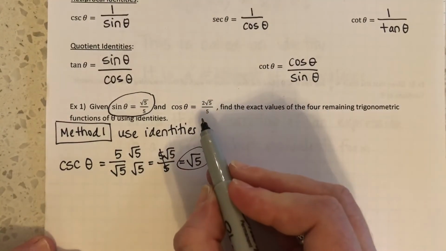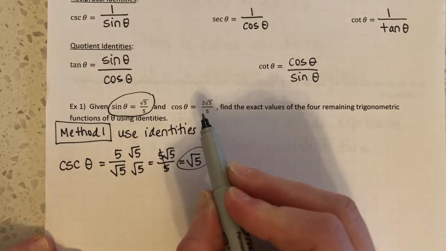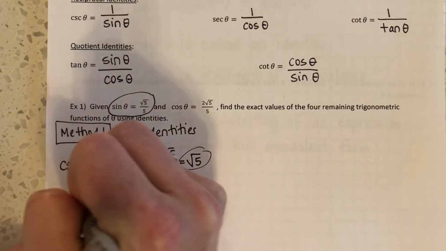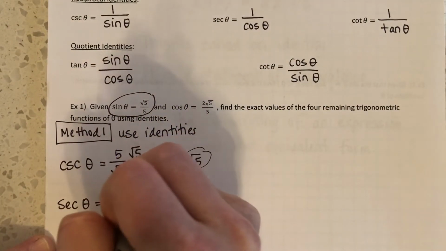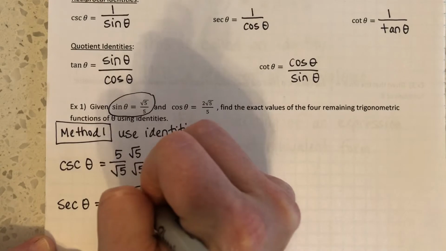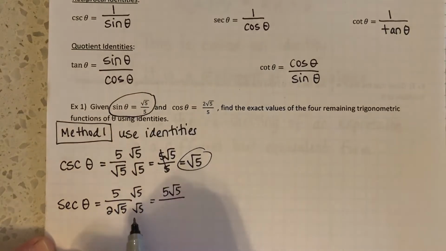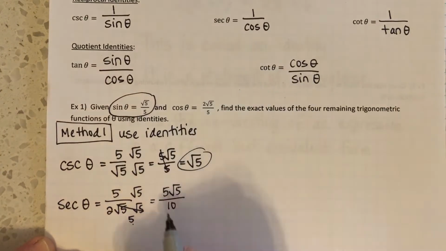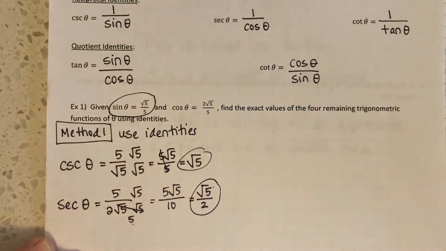All right? If they're going to give you the cosine of angle theta, then you automatically know that the secant of angle theta is its reciprocal. It's 1 over the cosine. So now we know automatically that the secant of angle theta is its reciprocal, 5 over 2 root 5. Okay, and we clean this up, times by root 5, and we're going to get 5 root 5 over, well, root 5 times root 5 is 5. 5 times 2 is 10. And then 5 over 10 reduces to root 5 over 2. And now you know the secant.